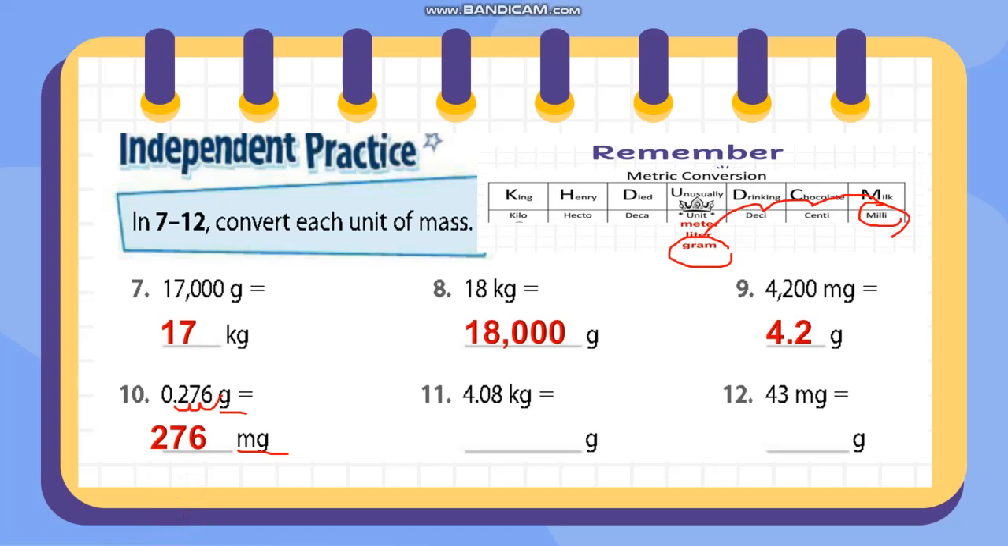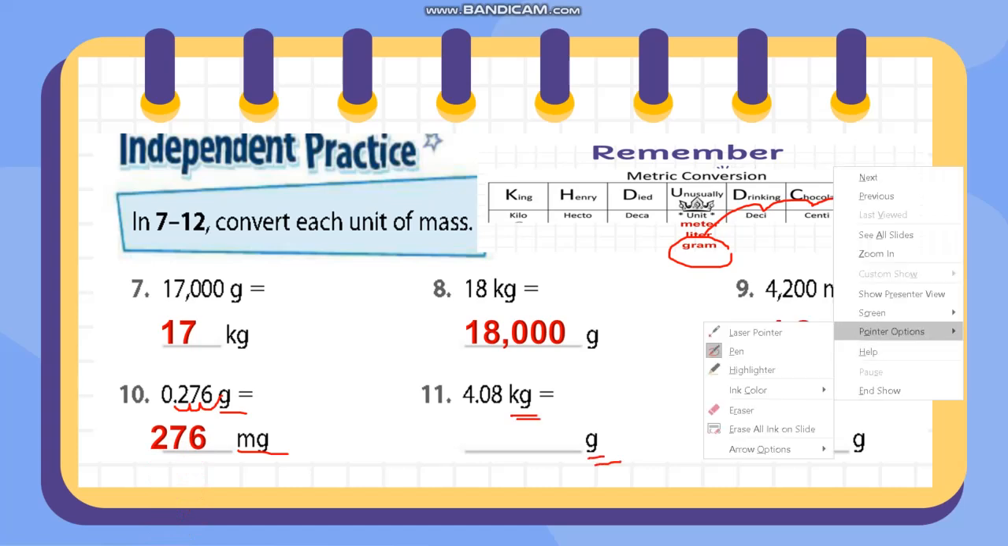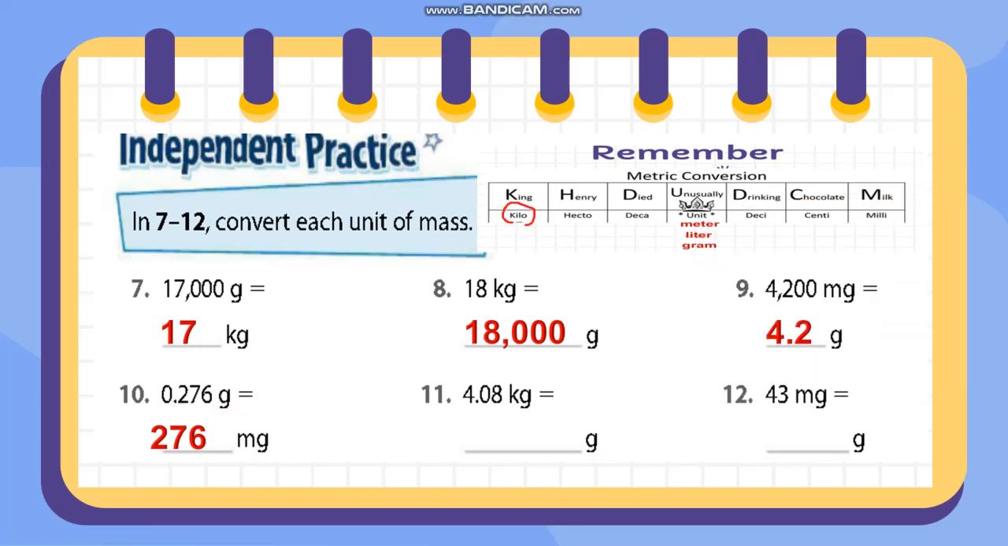Another example is 4.08 kilogram, and I'm going to change it into gram. So from kilogram to gram, from larger unit to smaller unit. So that is tens, 100,000. It means 3 movements. So we're going to multiply by 1,000. If I multiply 4.08 by 1,000, I have 3 zeros, and that is multiplication. So 3 movements going to the right. There's a missing number here. So the answer is 4,080.